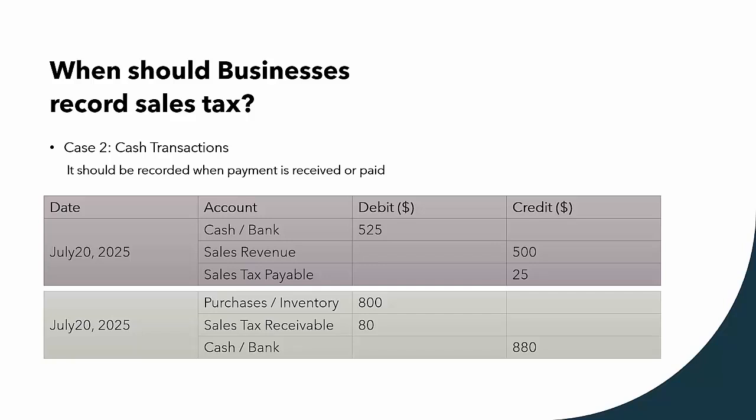If a business delays recording sales tax, it could underestimate how much tax it owes, leading to a tax penalty. If it records tax too early, it could create cash flow issues. That's why timing is everything. This is a crucial accounting principle, and it is often tested in exams. Make sure you practice it well.